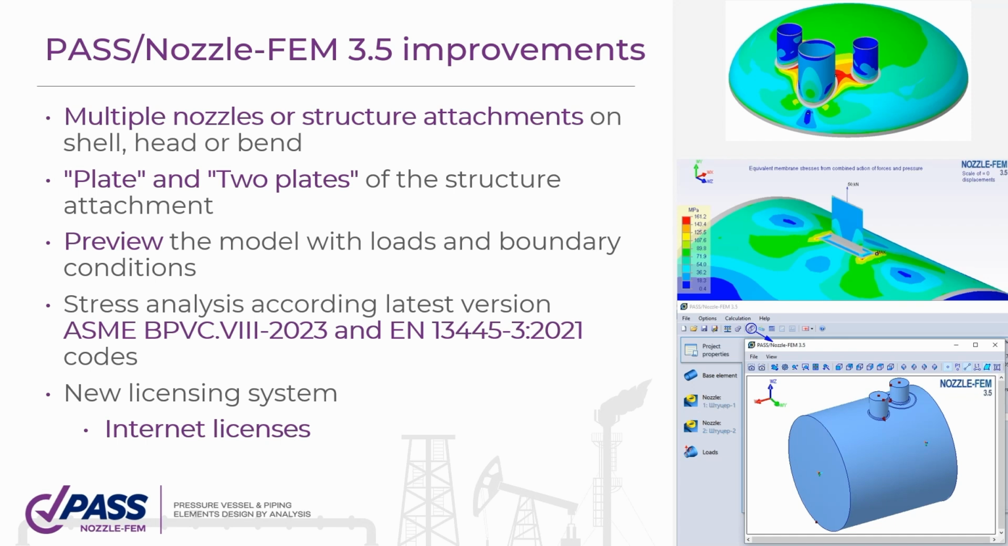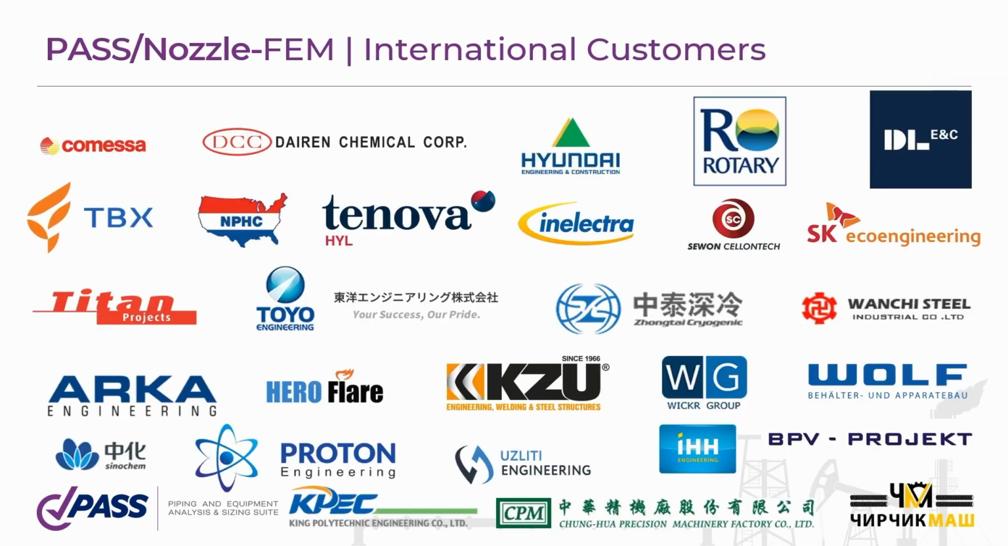There are multiple nozzles and structure attachments on shell, head or bend, plate and two plates of the structure attachment, review of the model with loads and boundary conditions, stress analysis according to the latest version of ASME and EN codes, and internet licenses. It's our newest licensing system. And this slide shows some users of our program.